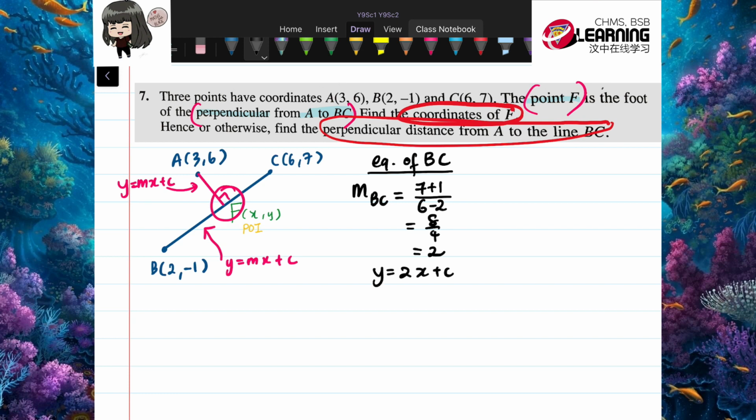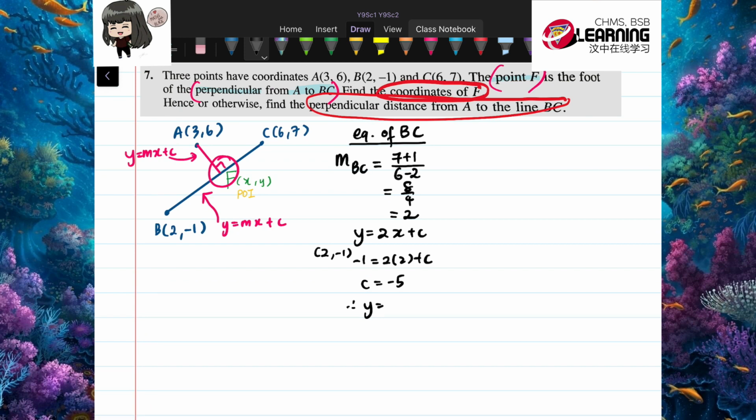Which point am I gonna sub in? Okay, don't sub in (3, 6). (3, 6) is not on the line BC. So you either use B or you use C, because these two points are on the line. So I choose one. Let's say I choose (2, -1). I sub in here and I find my c. My c is -5. So my equation of BC is y equals 2x minus 5.